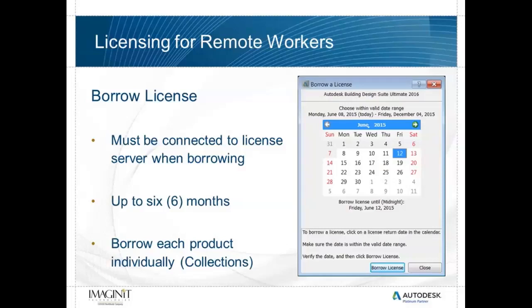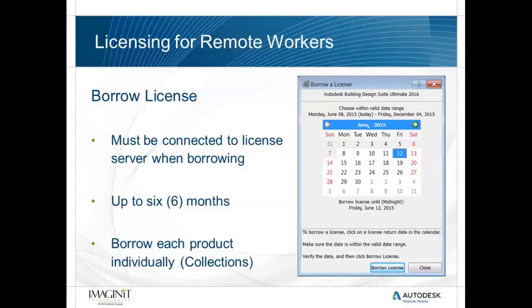They'll have to borrow a license for the individual products within the collections. The other thing to keep in mind is, in the best case scenario, things clear up and you're able to return to your offices before the 6 months is over. They would have to return the license early if that's the case. Otherwise, they'll still maintain it. It won't be available in the pool. So that'll be something that you may just have to prompt them to do.